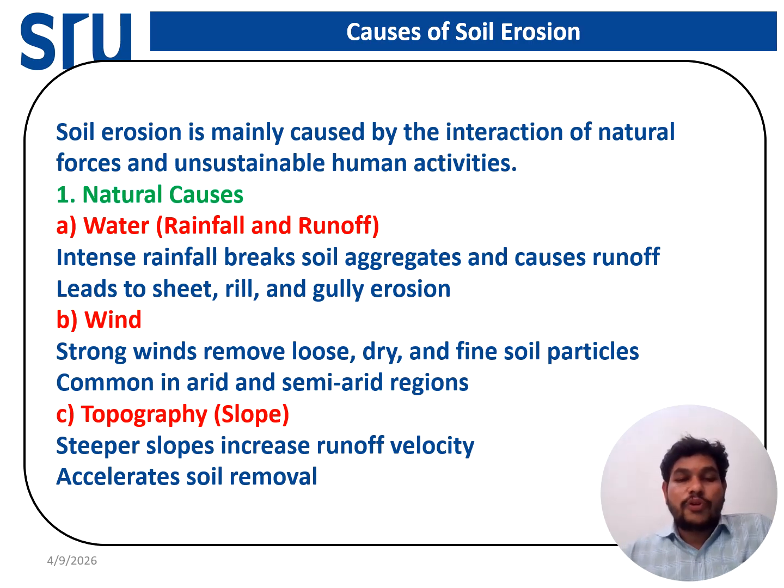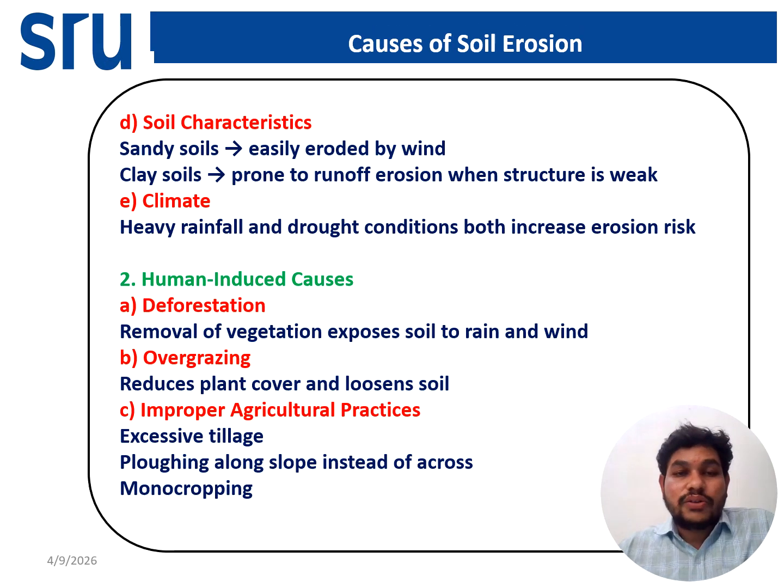Another factor is the topography. If the slope is more, the velocity of the runoff will increase. That velocity is responsible for soil erosion. If the slope increases by 2, the velocity will increase by 4 times. So that is another factor for soil erosion.